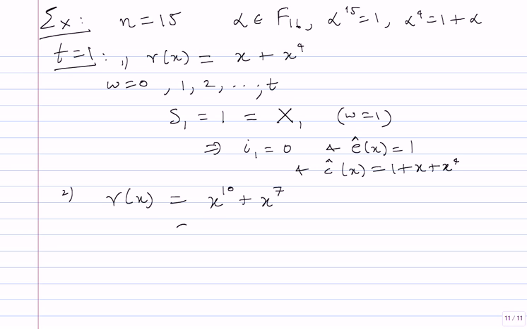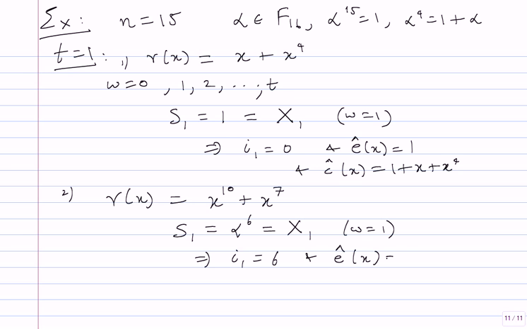Okay, so what is S1? I need S1 as a power of alpha. Okay, that's the only thing. Alpha power 6. There's an easier way to figure it out. This equals x1, assuming w equals 1. That implies I1 is 6. Okay, there's one error, and you've nicely solved it.